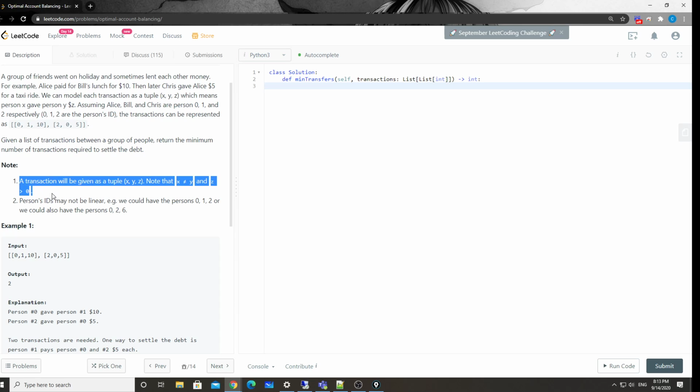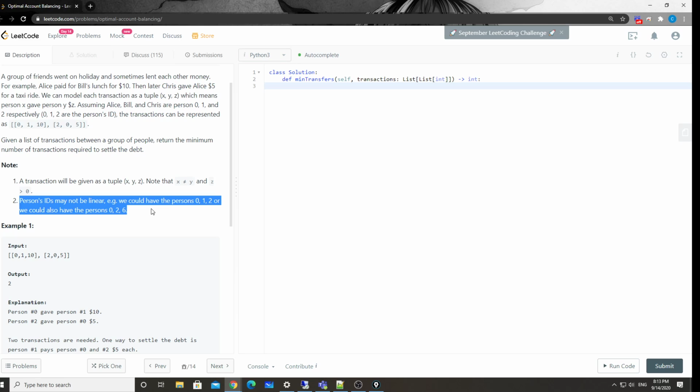There are a few constraints here. First, a transaction will be given as a tuple, where X is the lender, Y is the receiver, and Z is the amount. The second one is a really interesting one. The person's ID may not be linear, which means X and Y may not be from 0, 1, 2, 3, 4, 5. It could jump to any numbers, like 0 to 6.